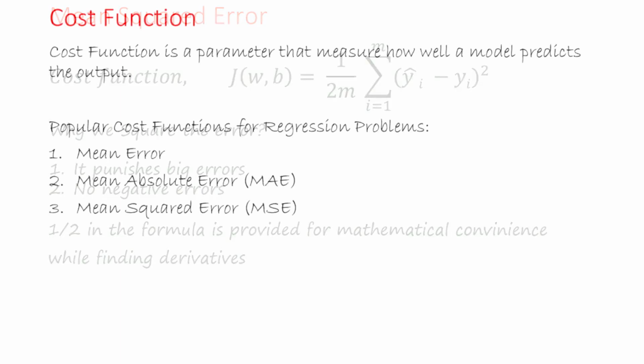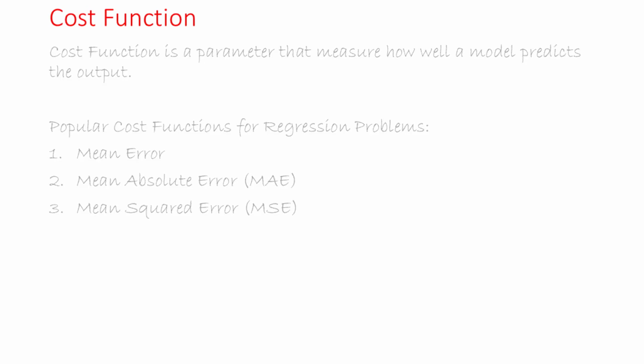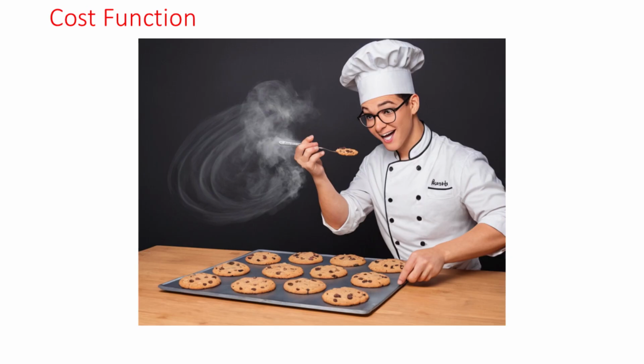So in summary, mean errors are a bad idea, like baking cookies without sugar. Mean absolute error, decent but not great. Mean squared error, MSE, the champion metric that highlights big problems and makes your model shine. We use MSE in our future models. We have armed ourselves with a shiny new weapon, the cost function, the ultimate machine learning taste tester.